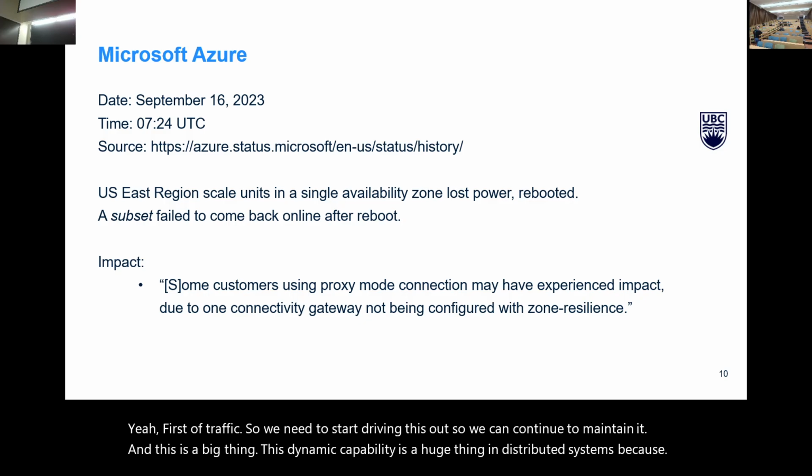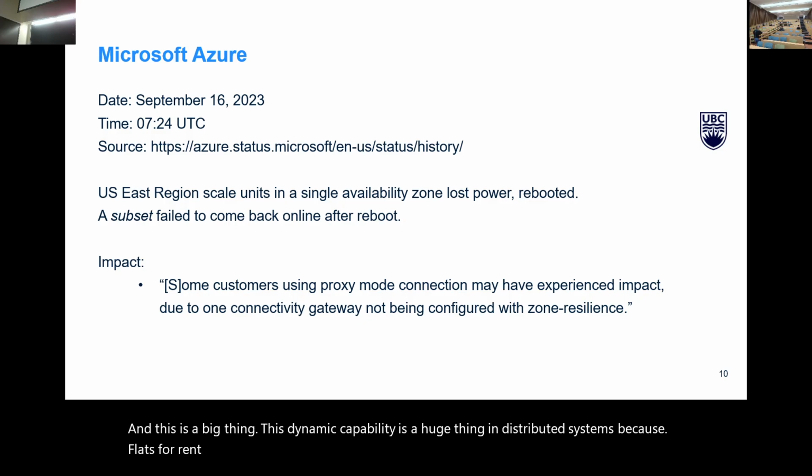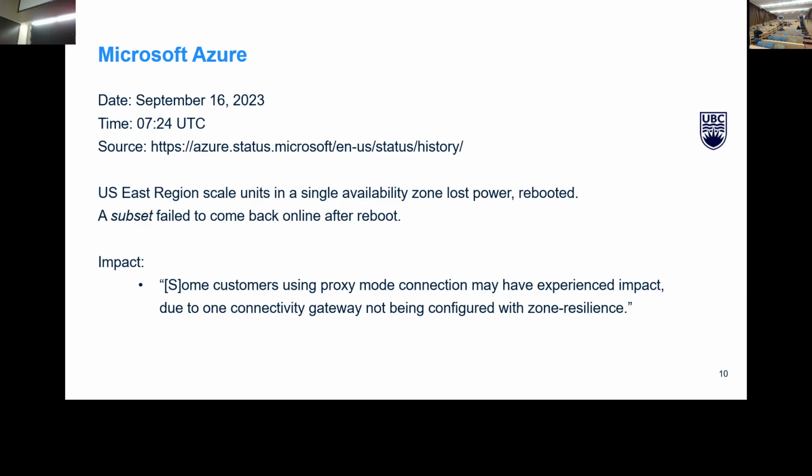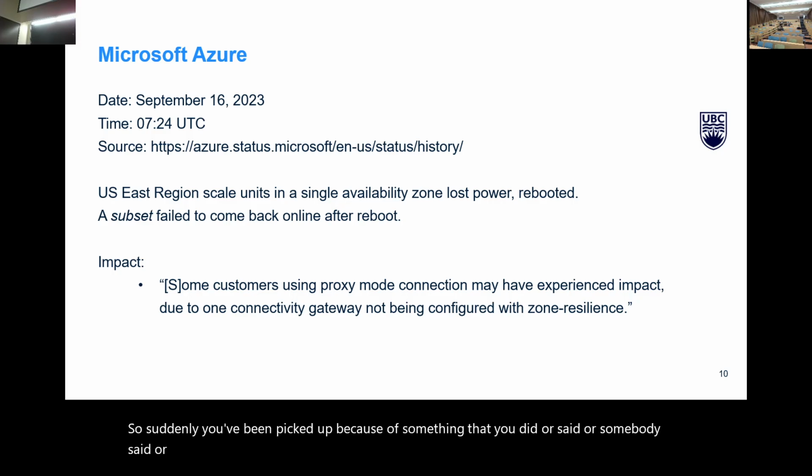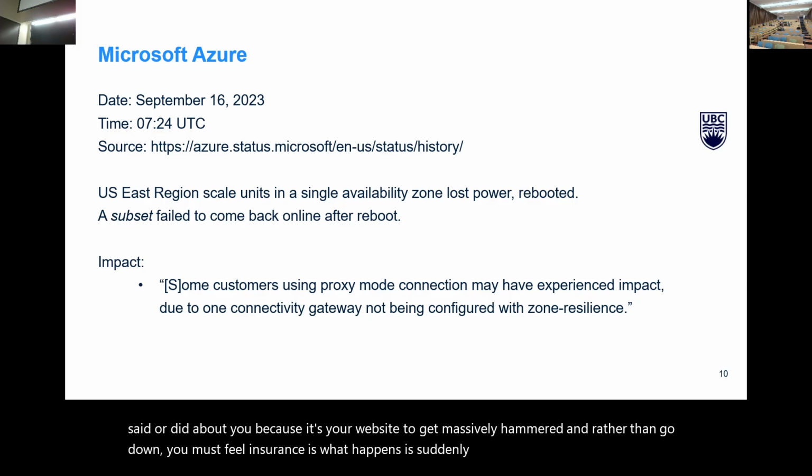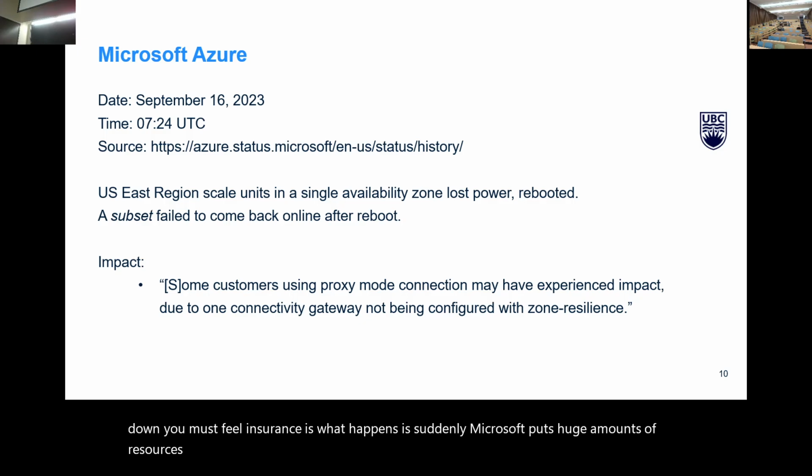Slashdot still around? Slashdot used to be this web service like Y Combinator or something like that, where there would end up being news stories. And it would basically promote somebody's website, for instance, done something notable or interesting, and suddenly they get slammed. It's like getting on the front page of Reddit would do that to you, same sort of thing. So suddenly, you've been picked up because of something that you did or said or somebody said or did about you that causes your website to get massively hammered. And rather than go down, you bought scaling services. What happens is suddenly Microsoft throws huge amounts of resources in front of that to provide your services. And so your website continues to work.